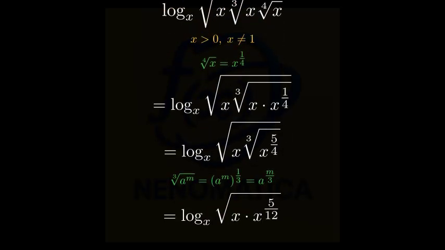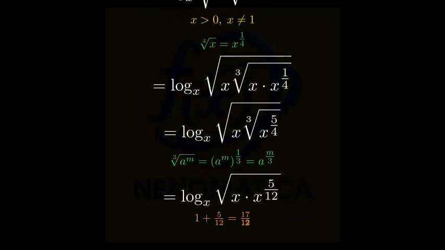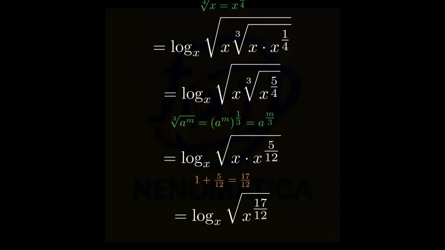Raising x to the 5/4 to the 1/3 multiplies the exponents. 5/4 times 1/3 equals 5/12. Step 4. Now combine x to the first with x to the 5/12 before taking the outer square root. Add exponents.